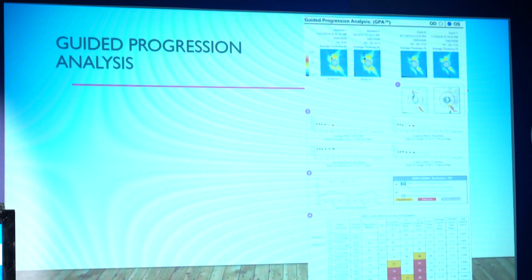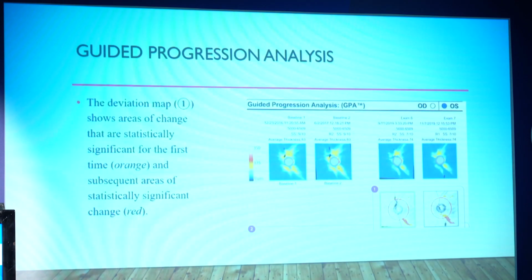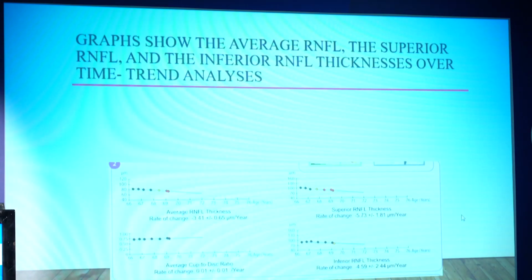So this is the GPA printout. It's divided into 4 parts, and I'll go part by part to explain. So the first is the deviation map. It shows changes that are statistically significant. It is seen as areas marked in orange, and then subsequently it is shown as marked in red. These graphs show the average RNFL thickness.